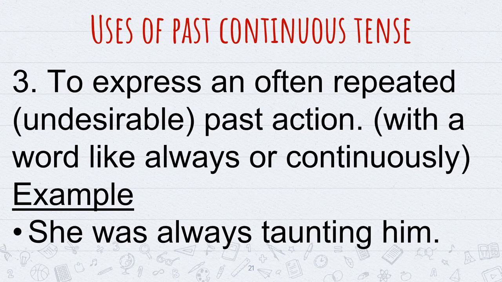Third use of past continuous tense is to express an often repeated undesirable past action. Okay, means a repeated undesirable action with a word like always or continuously. For example, she was always taunting him. Now taunting is an undesirable action which was repeatedly done. So to express this action, we have used past continuous tense. Okay.